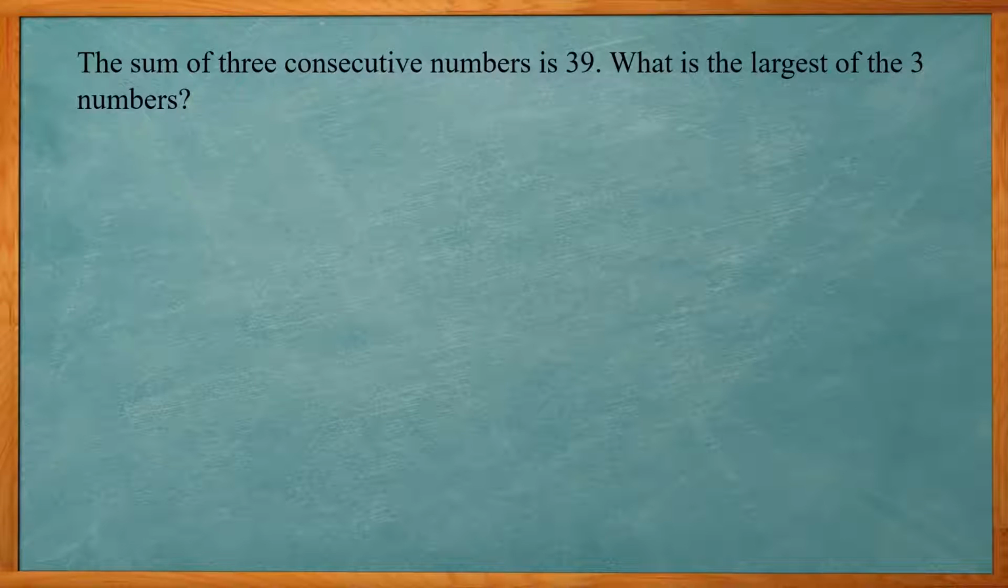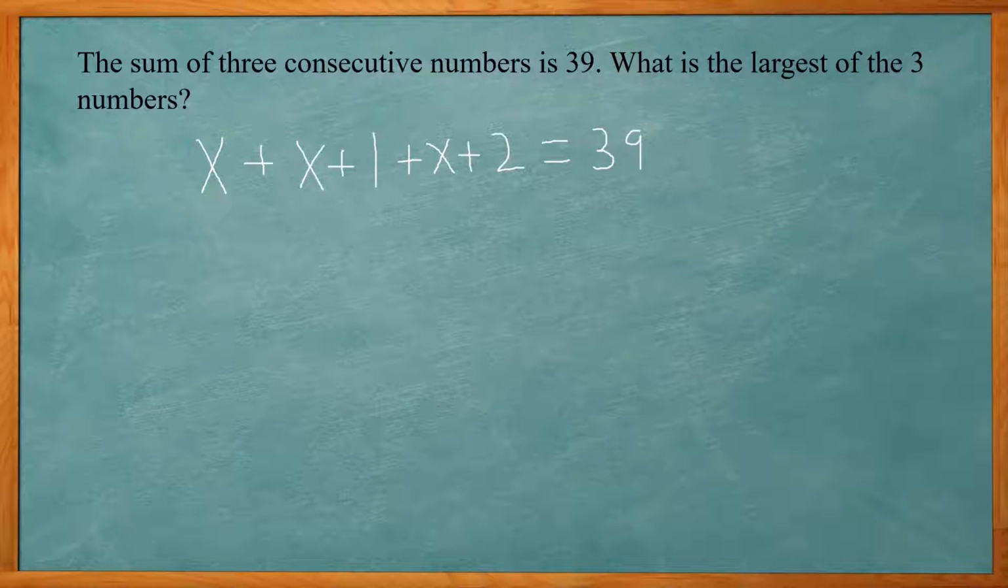So this problem says the sum of 3 consecutive numbers is 39. What is the largest of the 3 numbers? So here they're talking about integers, and these are consecutive integers, and they add up to 39. So 3 consecutive numbers would be x, and we're going to add them all together, then x plus 1, that'll be the next number, and then x plus 2 will be the third number. So x is the first number, x plus 1 is the second number, and x plus 2 is the third number. And these all add up to 39.